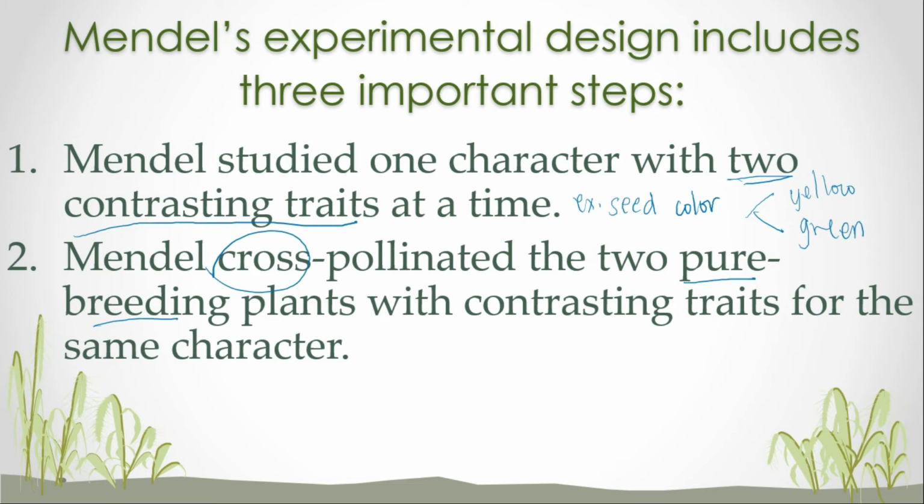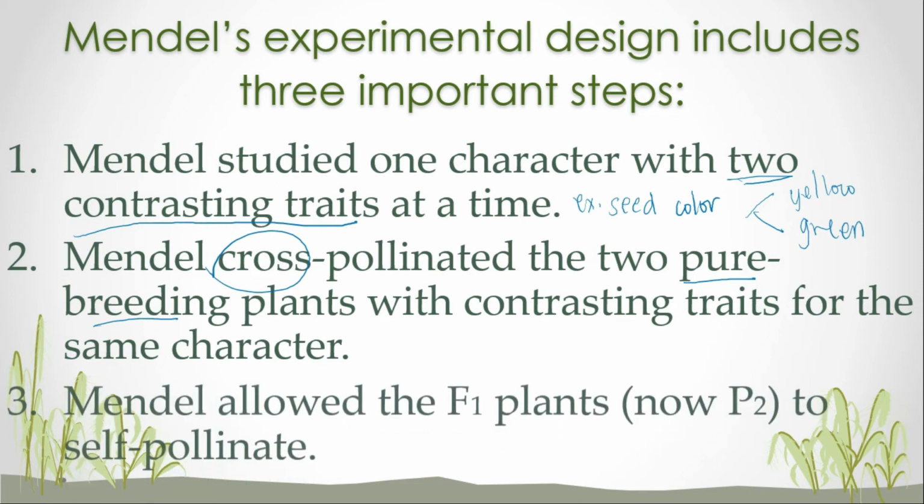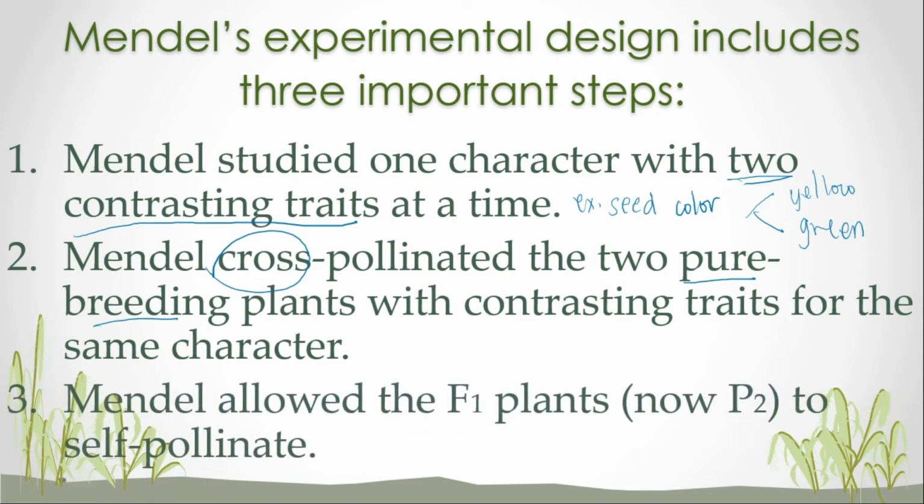Then, after nun, nung nakuha niya na yung mga first filial generation from that cross, yung mga na-produce na mga plants, yun naman ay nag-self-pollinate. So, Mendel allowed the F1 plants, now P2, to self-pollinate. Then, tinignan niya yung effect. So, bakit niya ginawa yun? Okay, so let us find out.